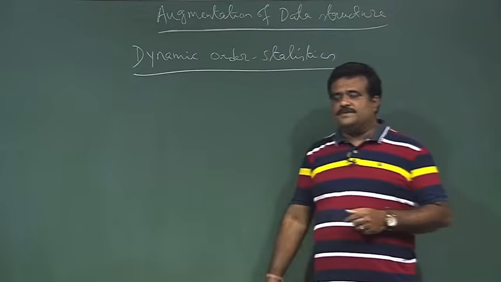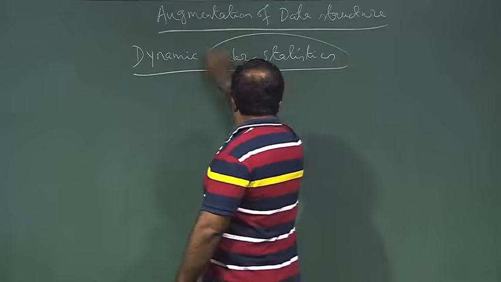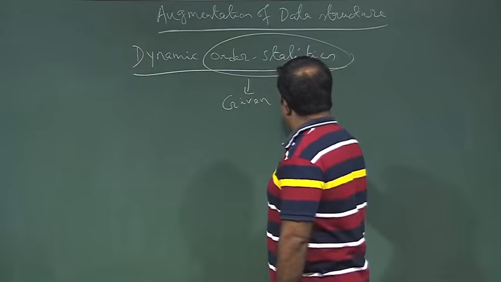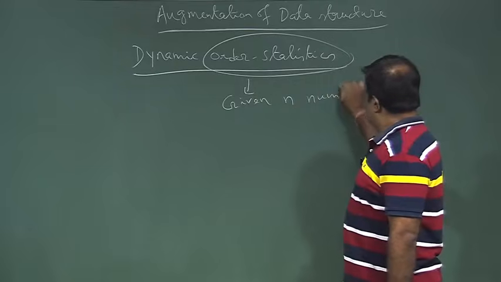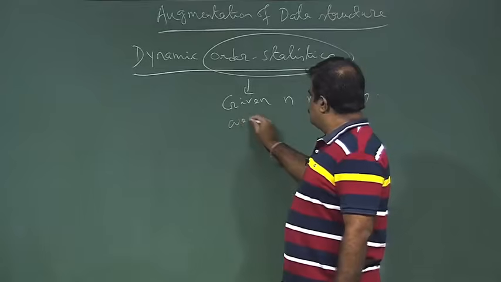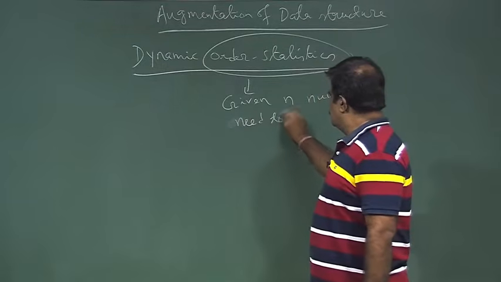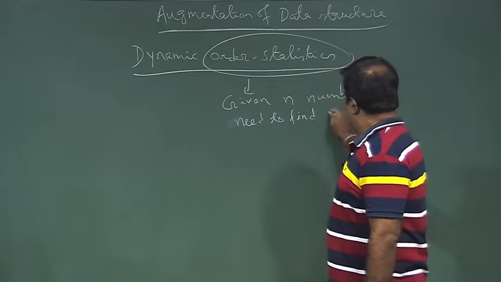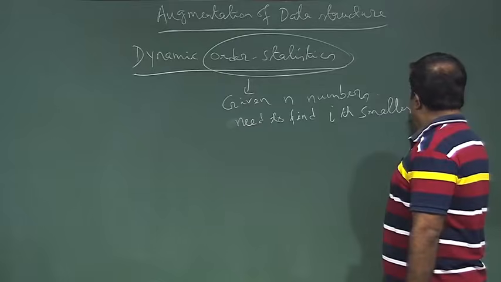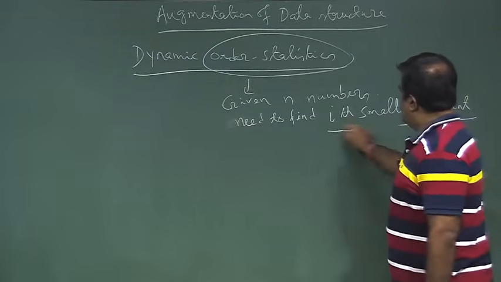Okay, so we have seen the order statistics problem. Order statistics problem means we are given n numbers, an array of n numbers, and we need to find the ith smallest element. So this is the problem of order statistics.